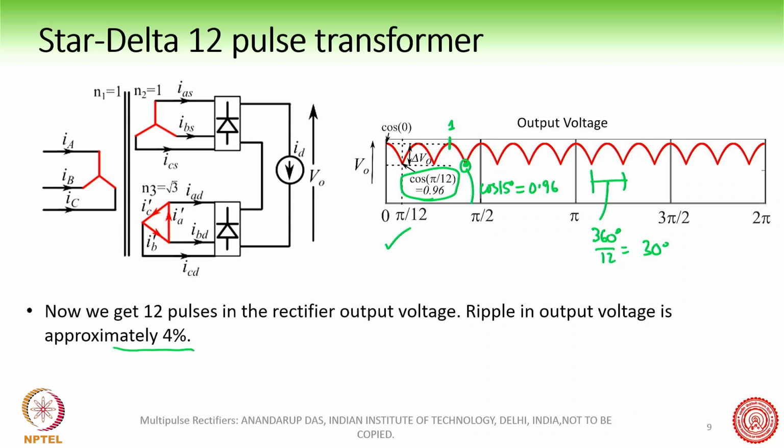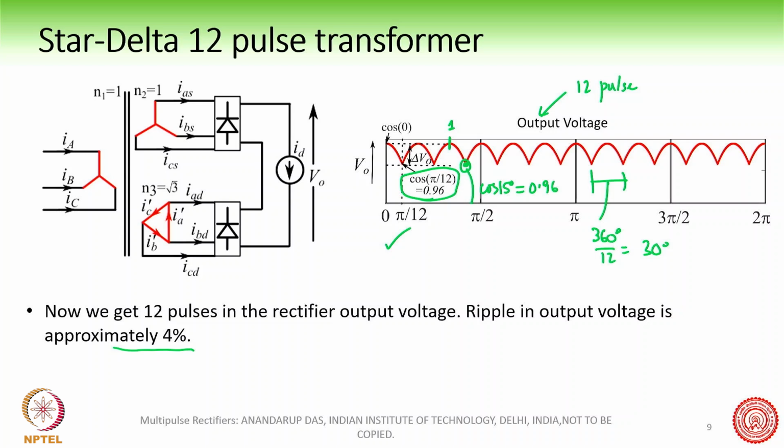Therefore the peak to peak ripple here is roughly approximately 4%. So we see that the output voltage of the 12 pulse rectifier is definitely much better than that of a 6 pulse rectifier. In the 6 pulse rectifier, the ripple was about 14%, and in the 12 pulse rectifier, the ripple went down to about 4%. So definitely we are making a better quality of rectifier when we use this kind of transformer arrangement.